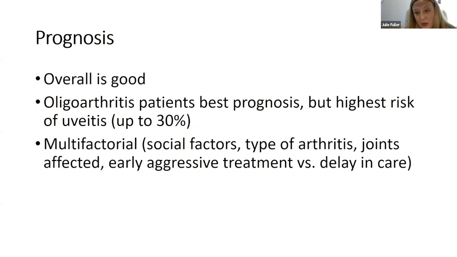Oligoarthritis is the best overall prognosis, but unfortunately does have the higher risk of uveitis, up to a third. And certainly prognosis is multifactorial because social factors and how compliant they are with medication and office visits, what type of arthritis they have, what joints are affected, if they're major weight-bearing joints, and how early they started treatment versus a delay in care can all impact their long-term success.